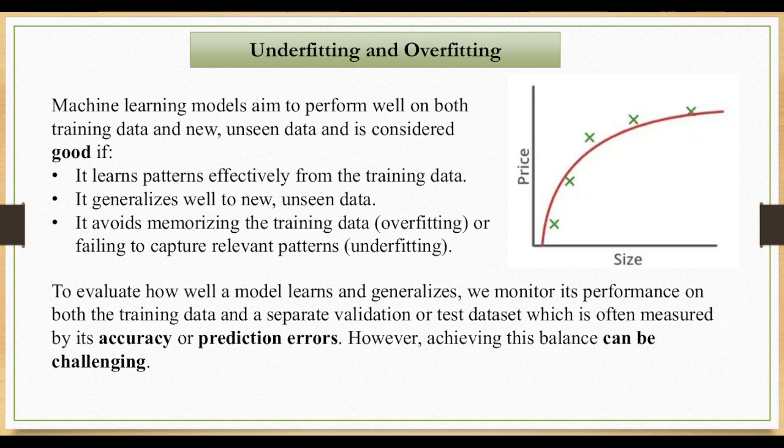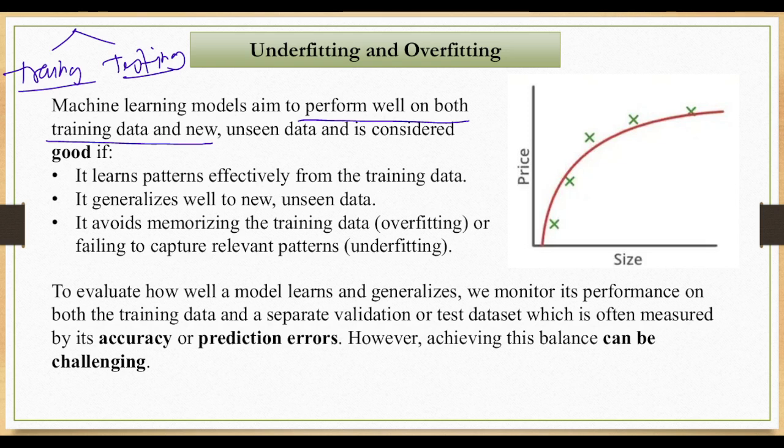As we know, in machine learning, the model is trained and tested on a data set, so its performance we can see here. A machine learning model aims to perform well on both training and testing data. In machine learning, we work with two kinds of data: one is the training data, and the second is the testing data. And we check the model performance on both.